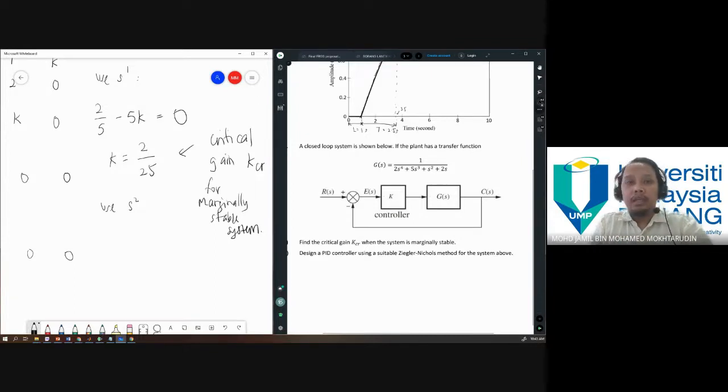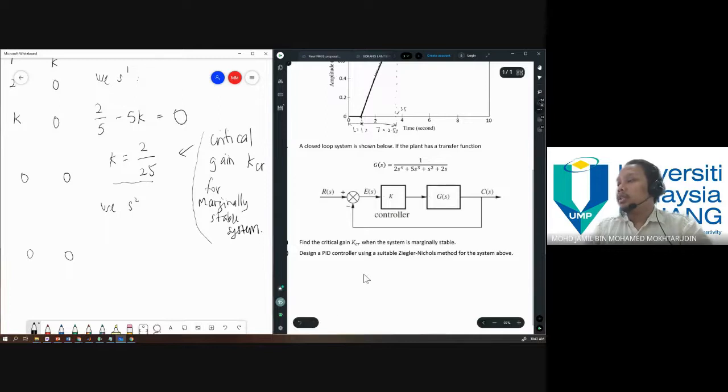Okay, so maybe in the exam, if you are asked to find KCR for a marginally stable system, don't stop here. Please mention that this is the KCR. Some students forget to write this, so they lose one mark. Please state that this is the KCR value. Maybe you find KCR, but you are so eager to find the frequency that you forget to write this. So please make sure you write this.